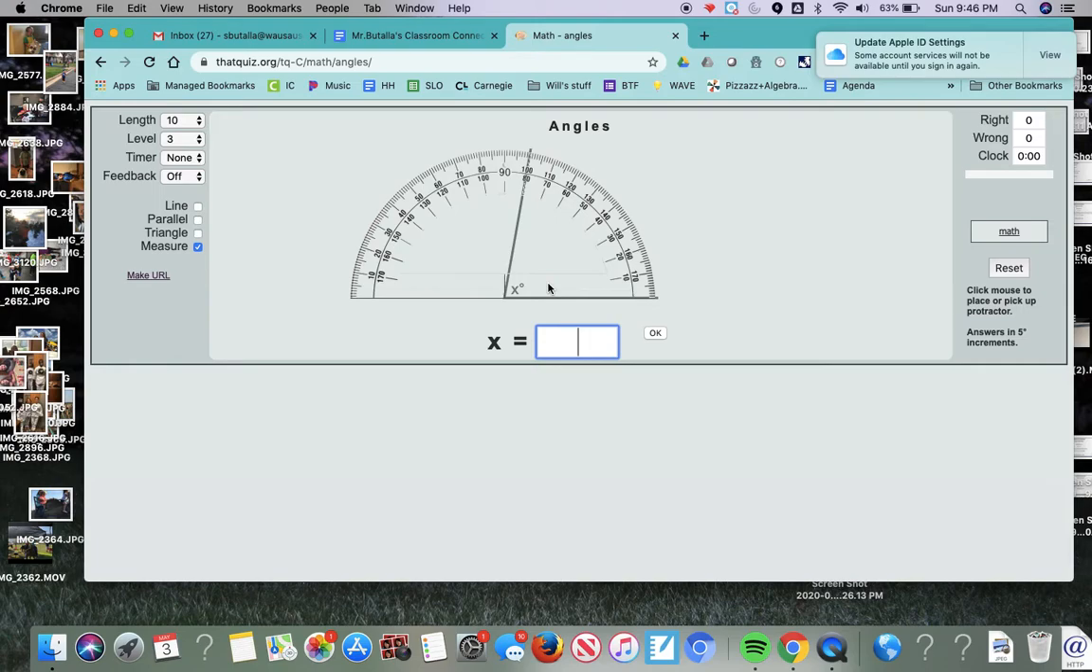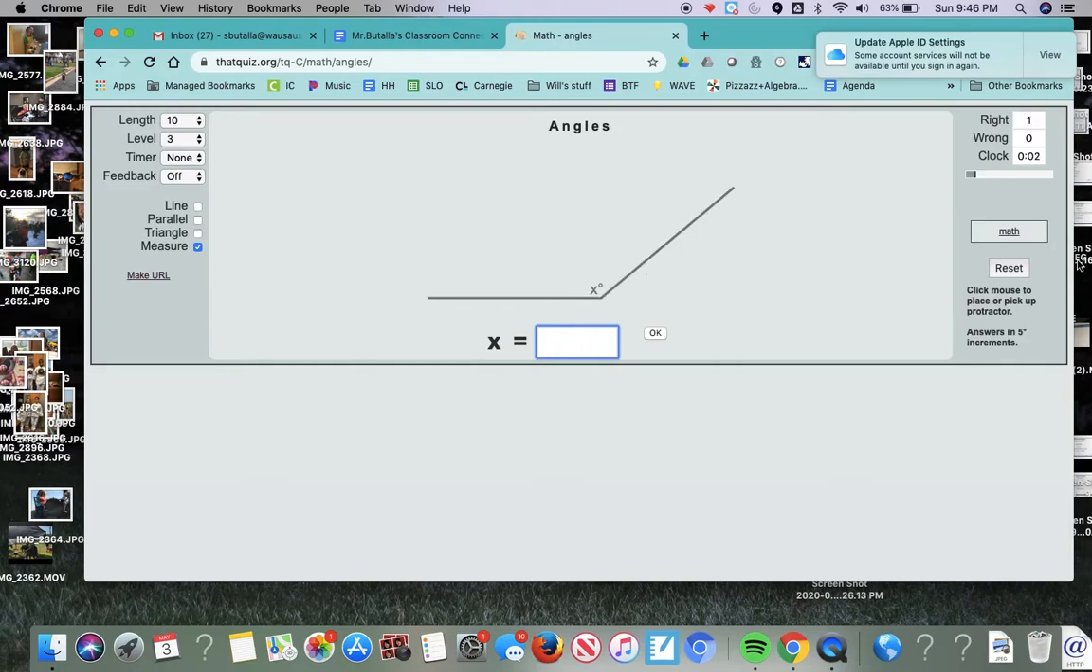It can't be 100 degrees because I know that 100 degrees is greater than 90, so that would be more open. So I'm going to punch in 80 degrees. Let's see what happens. Bam! Right over here, it'll tell you instantly if you got it right or wrong, and I got that right. Now look at the next one.